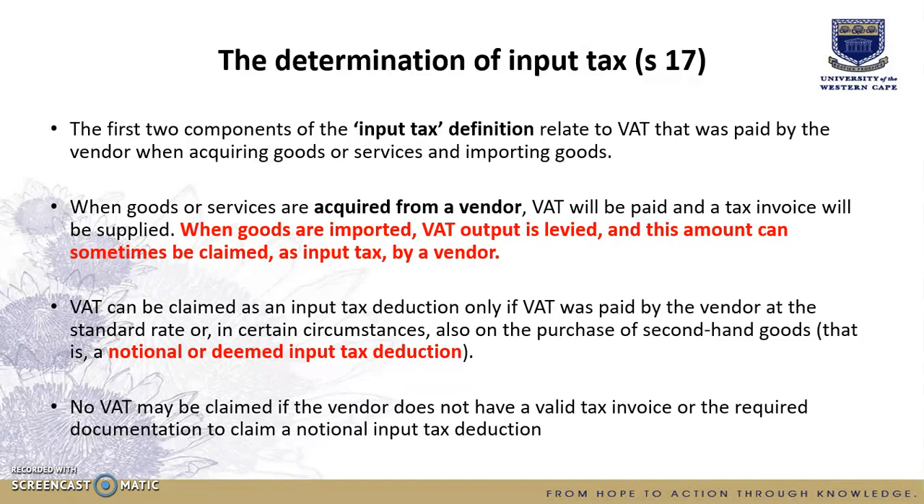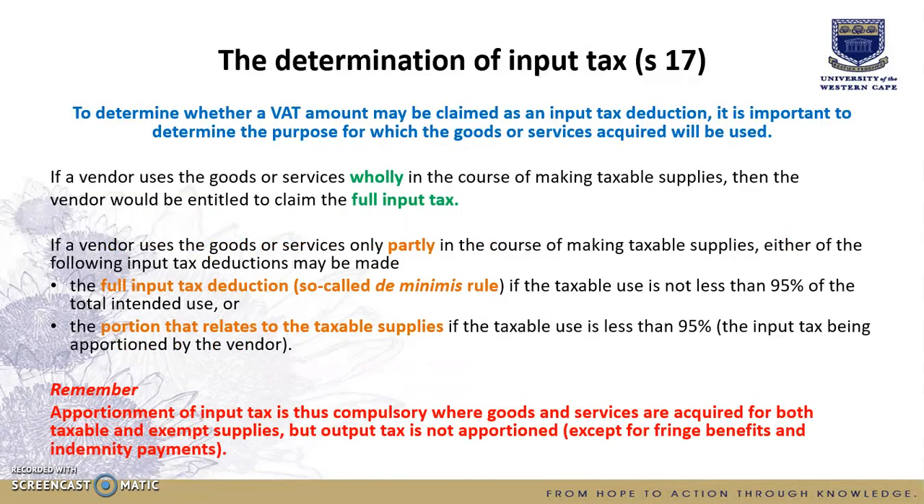So VAT can be claimed as an input tax deduction only if VAT was paid by the vendor at the standard rate, or in certain circumstances also on the purchase of second-hand goods. That is a notional or deemed input tax deduction. We will get to that. No VAT may be claimed if the vendor does not have a valid tax invoice or the required documentation to claim a notional input tax deduction. Okay, so how do I determine the input tax?